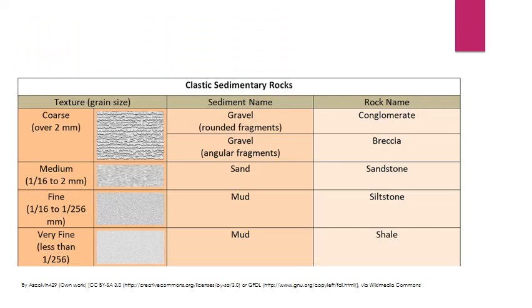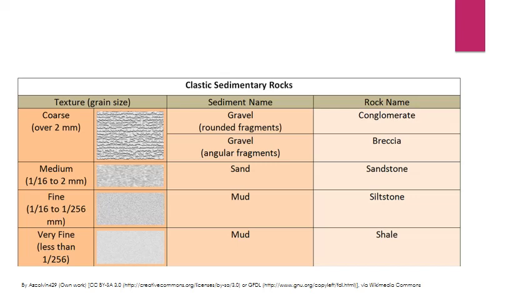Now, when you have clastic rocks, basically they're named after the sediments that they're made from. We break them up depending on the size of the sediments. So you get from very fine particles, which we call mud, up to particles that are 1/16 to 2 millimeters in size. We call that sand. And if it's bigger than that, we call it gravel, okay?